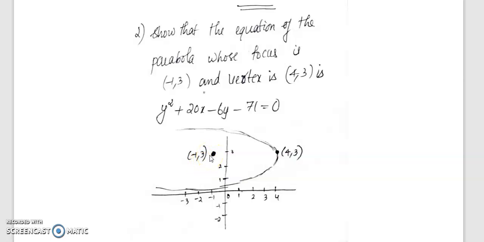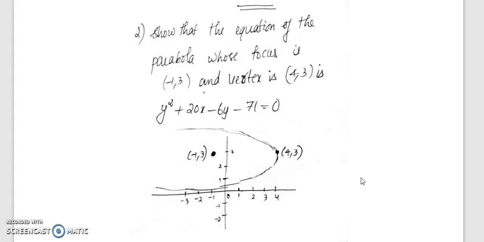Now if you take the original parabola, it is a parabola with vertex (0, 0). That is shifted to vertex (4, 3). The equation of the original parabola will be the formula y square equal to minus 4ax. And the value of a: if you look at the distance between (4, 3) and (minus 1, 3), the distance along the x-axis will be 5. So if you have a parabola with vertex at (0, 0) opening towards the left, its focus will be at (minus 5, 0) and the directrix will be x equal to 5. So before shifting the parabola, its equation is y square equal to minus 4 into 5x.